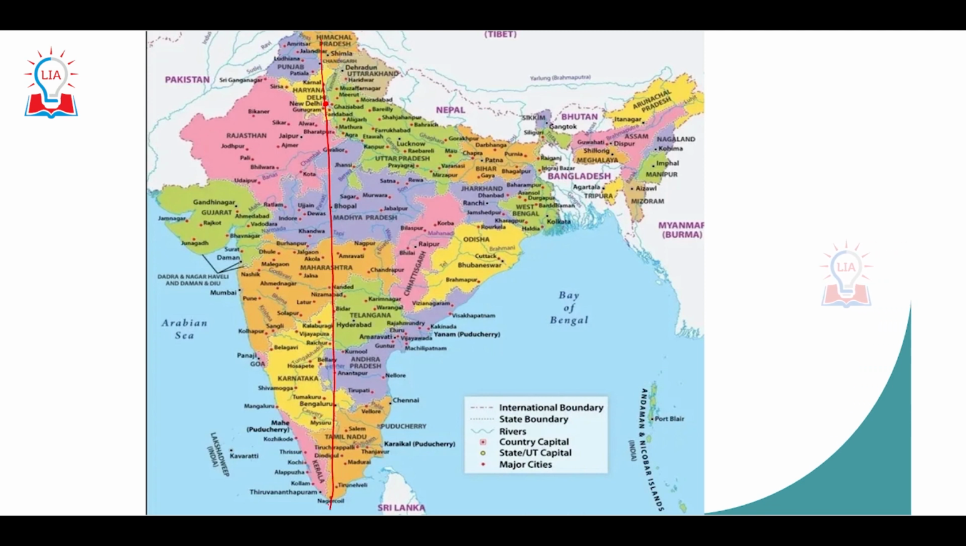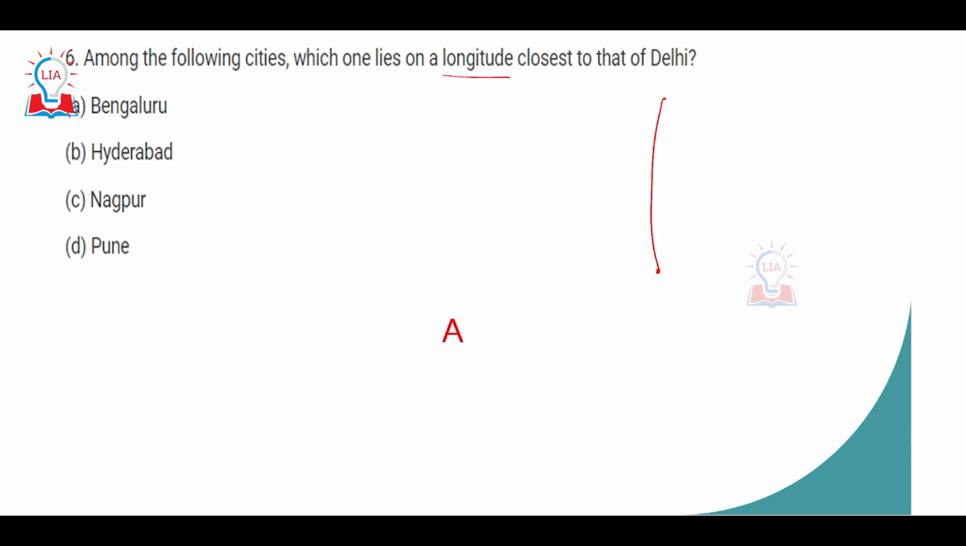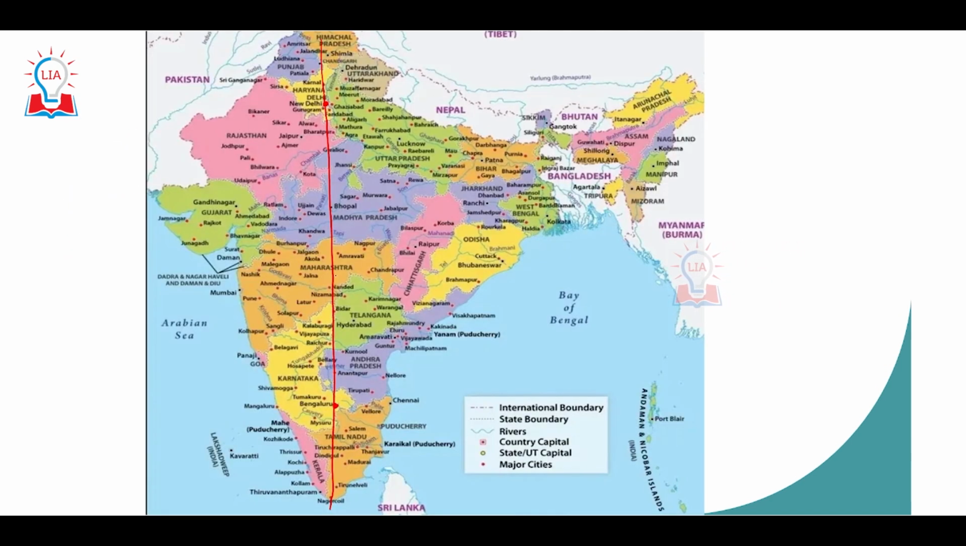We can see that it crosses through Bangalore. If you look at any other cities that are mentioned here, such as Hyderabad, Nagpur, and Pune, we can see Hyderabad is situated somewhere here, Nagpur is situated somewhere here, and Pune is situated very, very far from the longitudinal line that is passing through Delhi. So Bangalore is the city that is lying very, very close to the longitude that passes through Delhi.